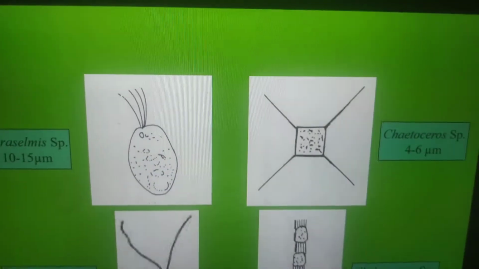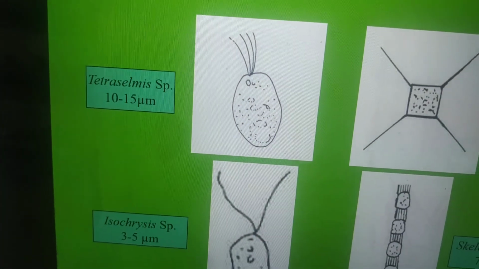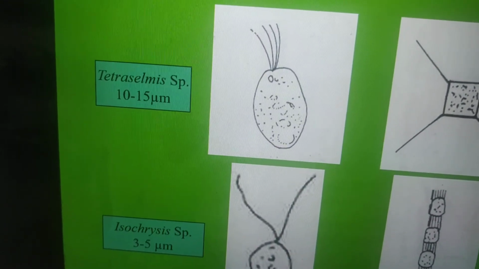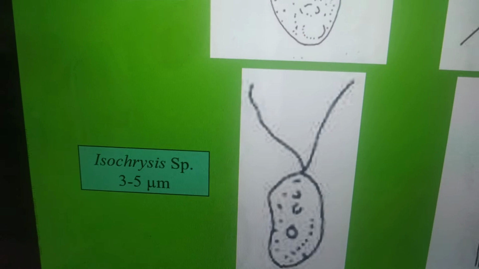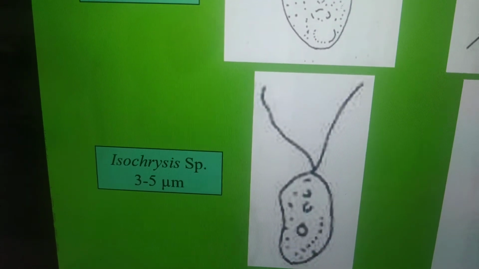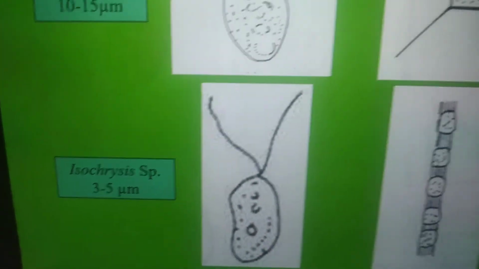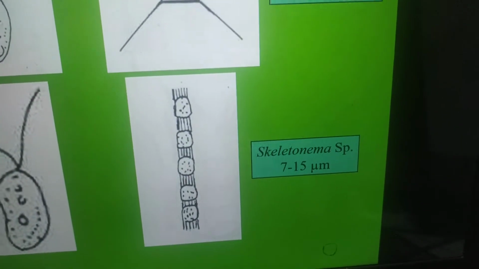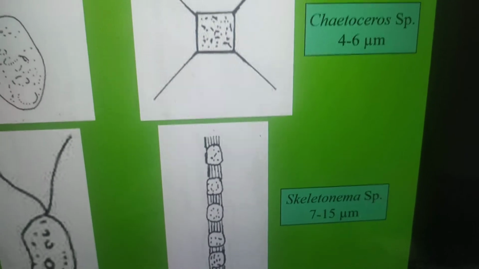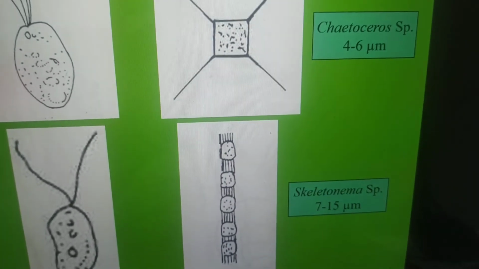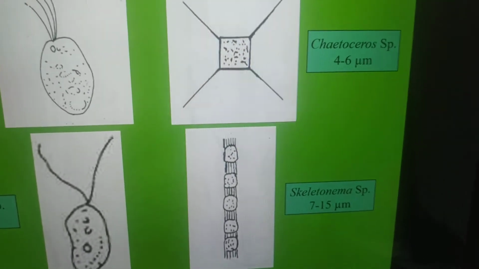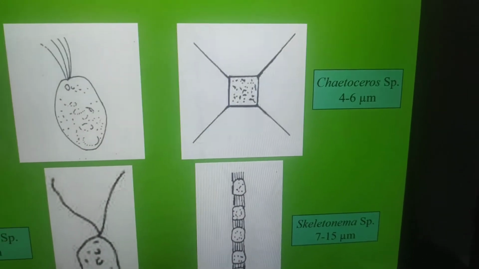These are the various microalgae used for rearing of larval forms, that is Tetraselmis, which is 10 to 15 μm, and Isochrysis, 3 to 5 μm, and Chaetoceros, then Skeletonema. This Chaetoceros and Skeletonema we have used in our hatchery. These two, Chaetoceros and Skeletonema, were used as a feed for the Penaeus monodon larval forms.